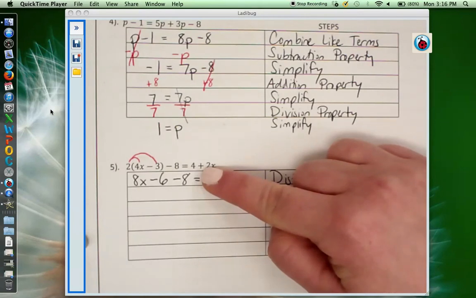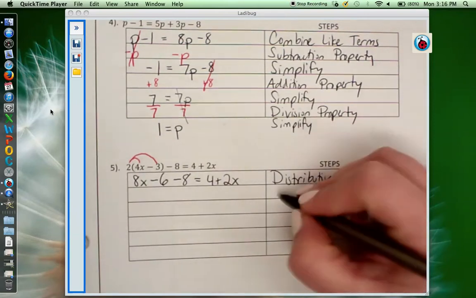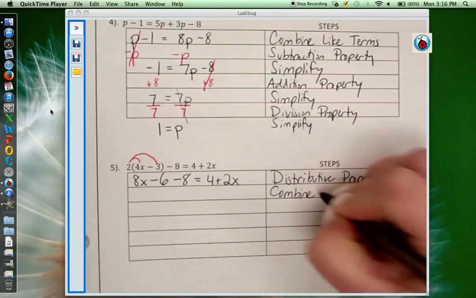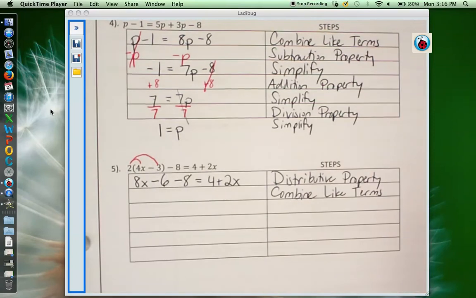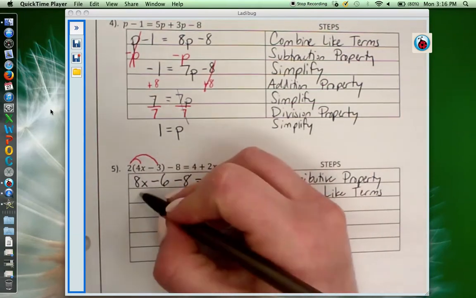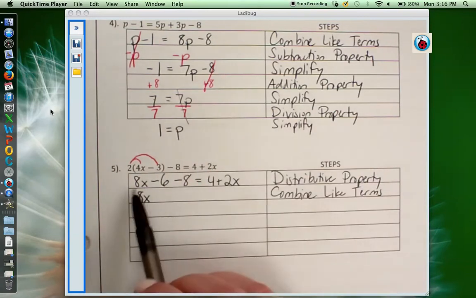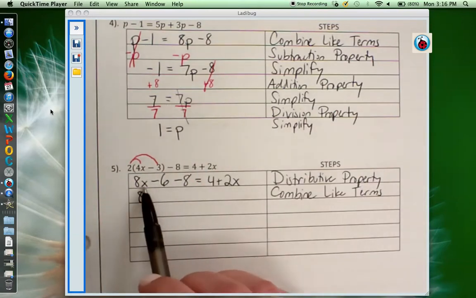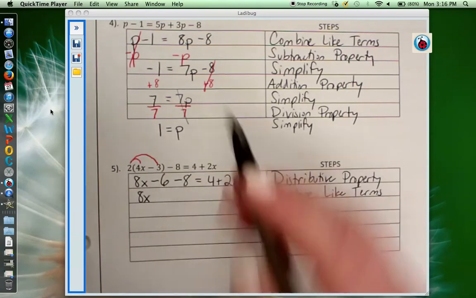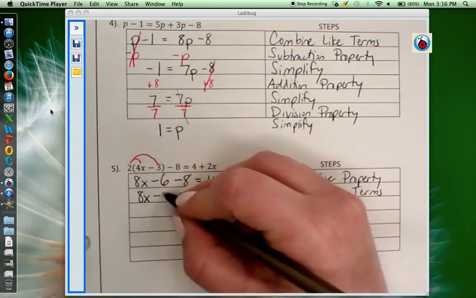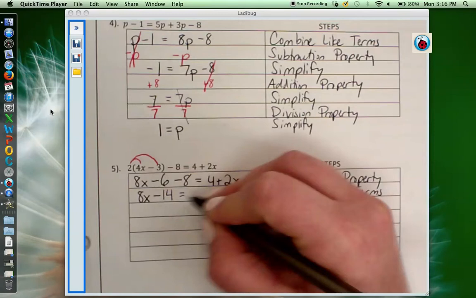That minus 6 minus 8, those are like terms, so let's go ahead and combine those. I'm going to combine like terms, specifically the minus 6 and the minus 8, just to the left of the equal sign. So I have 8x, which is a different term, because it has an x with it, and minus 6 minus 8, that would be minus 14.